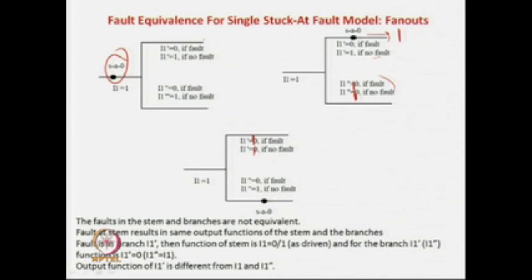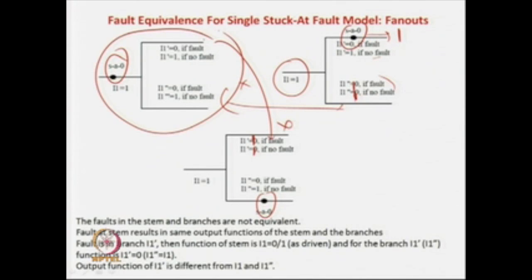So, the output function with a stuck-at-0 fault here, a stuck-at-0 fault here, and a stuck-at-0 fault one are not equivalent, because this one and this one is not matching with this one. Similarly, this one is not matching with this one. So, the output is different. So, even if the fan-out is such a nice thing and looks similar, these faults are not equivalent. So, you cannot have any merging between these faults.